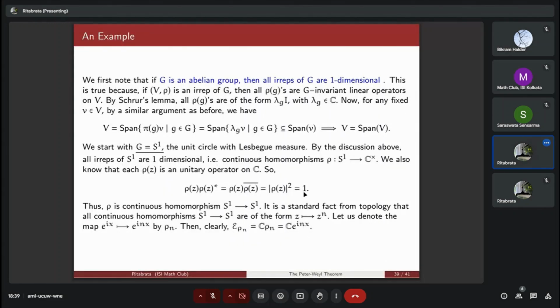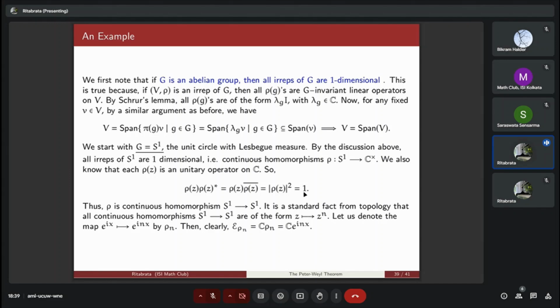We first note that if G is an abelian group, then all irreducible representations of G are one-dimensional. It can be an abelian topological group or an abelian finite group, whatever. This is true because if V is an irreducible representation of G, then all ρ(g)'s are G-invariant linear operators. By Schur's lemma, because of abelianity, ρ(g)ρ(h) is the same as ρ(h)ρ(g). We are using the abelian nature to show that all ρ(g)'s are G-invariant linear operators. By Schur's lemma, all ρ(g)'s are scalar multiples of the identity. So let's say it is λ(g) times the identity.